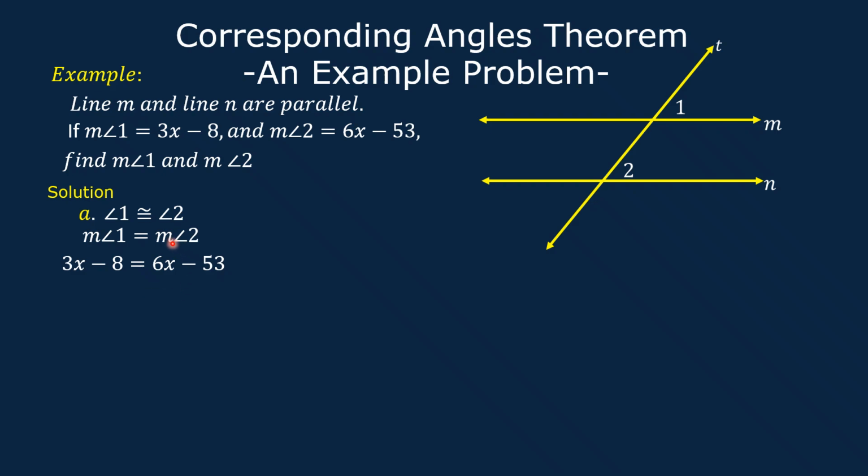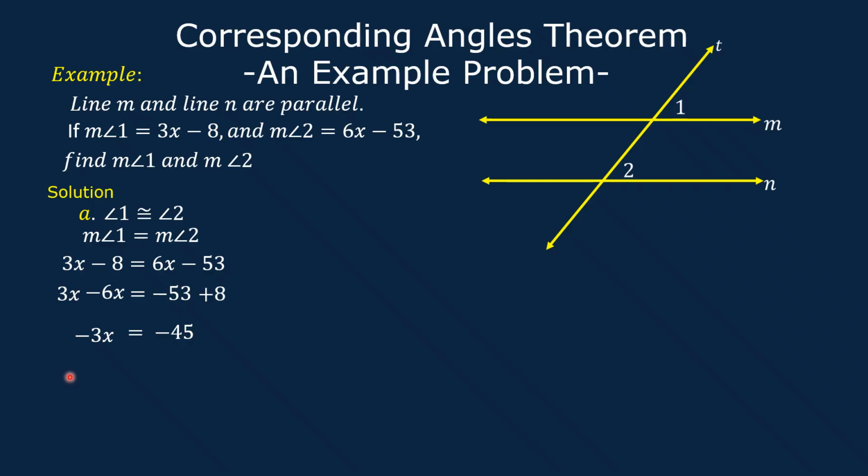We are going to transpose 6x to the left side of the equation. We change its sign from positive to negative. And then we are going to transpose negative 8 to the right side. We are going to change its sign from negative to positive. So we have now 3x minus 6x is equal to negative 53 plus 8. This is now equal to negative 3x is equal to negative 45.